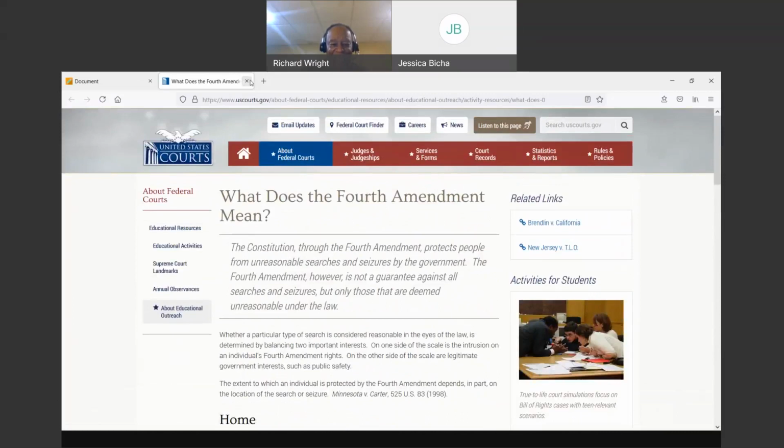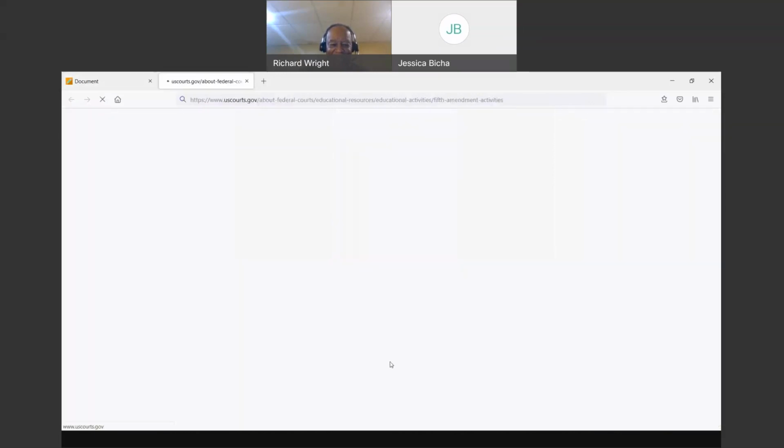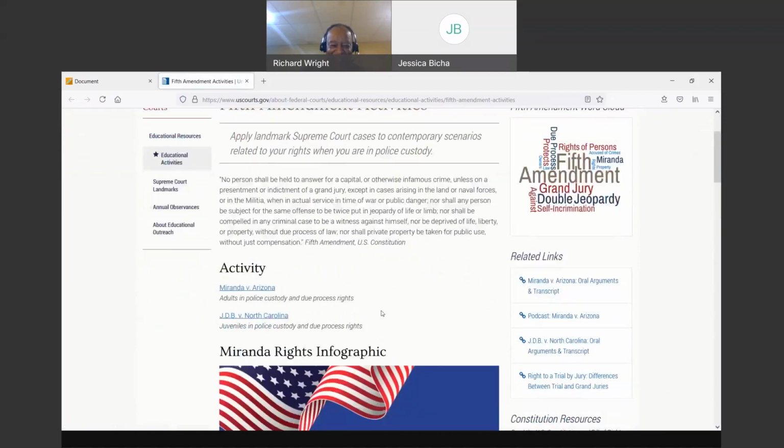The Fourth Amendment. Then the Fifth Amendment, you're going to see the infamous Miranda case. That's Miranda versus Arizona, which you're familiar with, the Miranda warnings. You have the right to remain silent. Anything you say can and will be used against you. You have a right to an attorney. If you can't afford one, one will be appointed for you. Do you understand these rights?